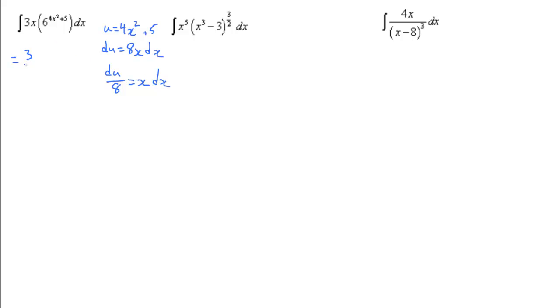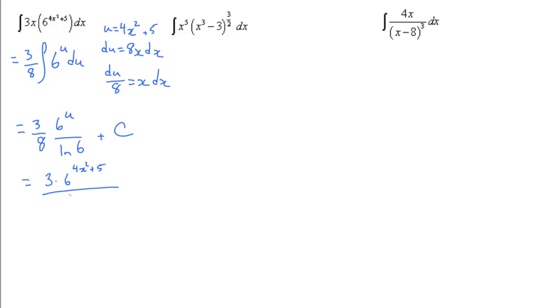So we remove the 3, we divide by 8, integral inside, x dx becomes du over 8, and we're left with 6 to the u du. And this is an integral that we can remember the rule for. The integral of 6 to the u is 6 to the u divided by the natural log of 6 plus a constant, and now we simply replace the u. So 3 times 6 to the 4x squared plus 5 over 8 ln 6 plus a constant.